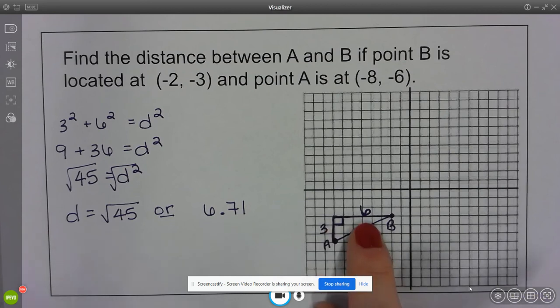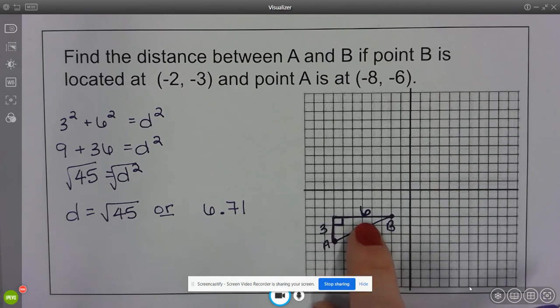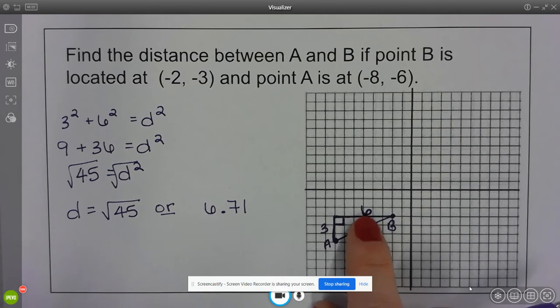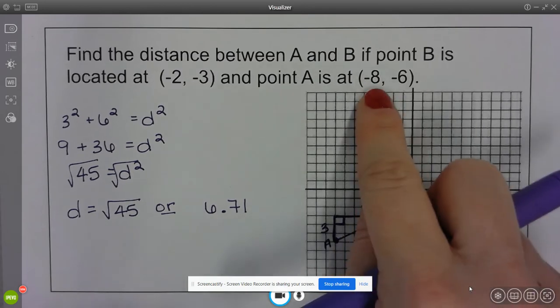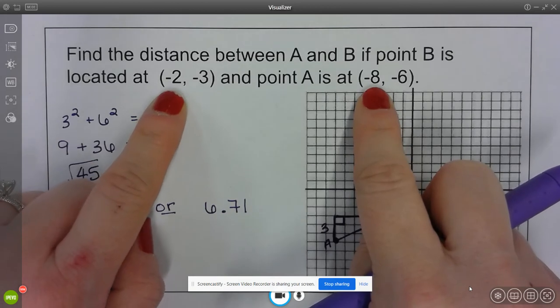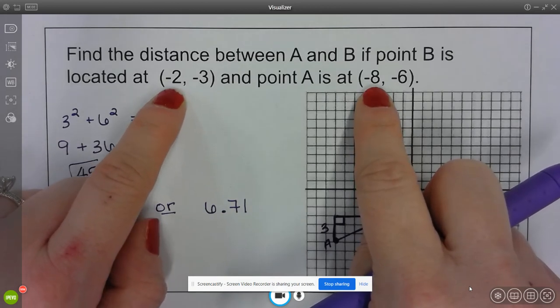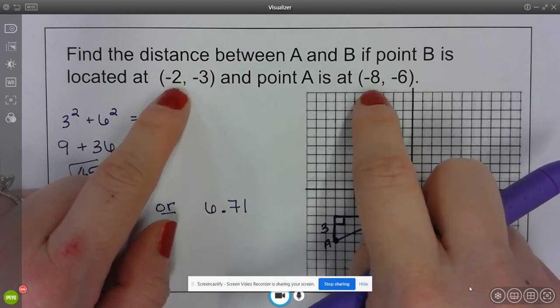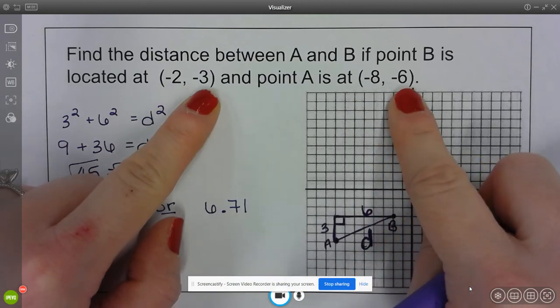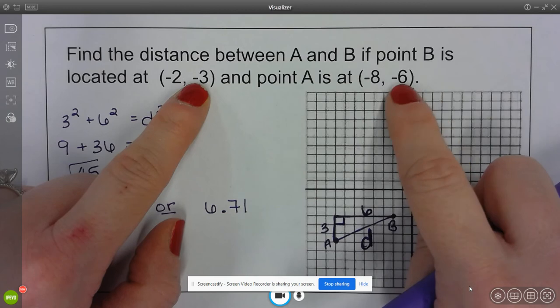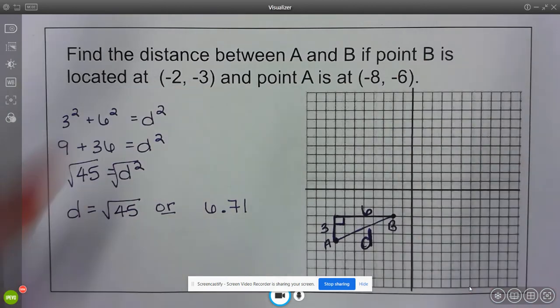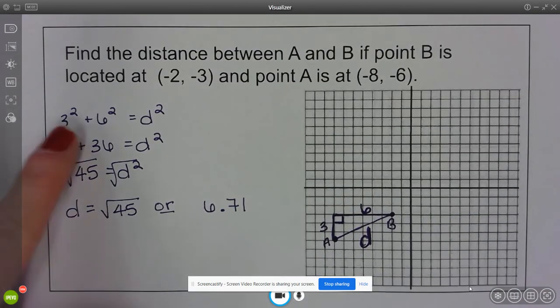So if I look here at 6, that's my horizontal distance. So that means this 6 comes from the x values. So if I look here between -2 and -8, well, if I did -2 minus -8, that would give me 6. Same thing here. If I took -3 and subtracted -6, that would give me 3. So that's how I would get 3 and 6 right from these coordinate points.